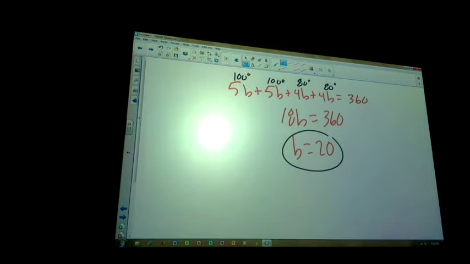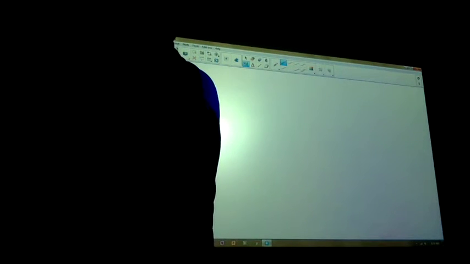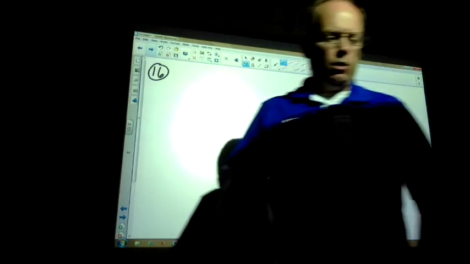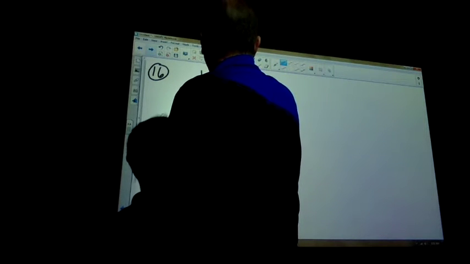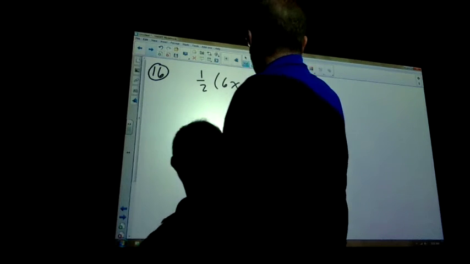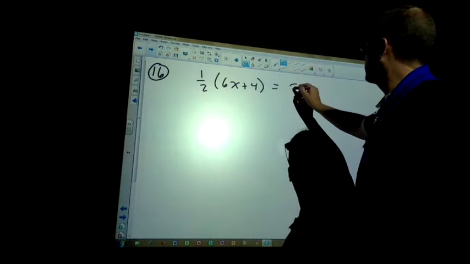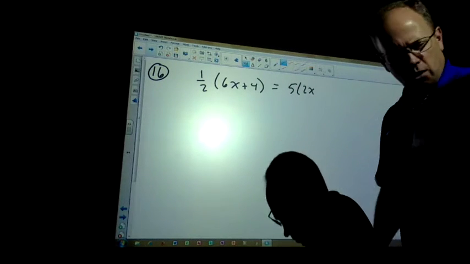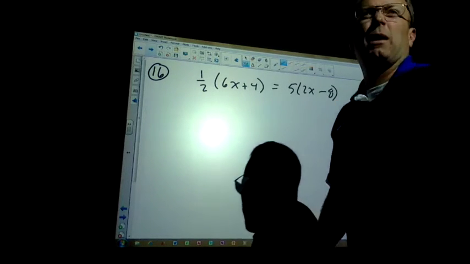15 looks pretty good. Let's go to 16. And again, this is just review. I just wanted you to see some of this. 16, we have 1/2 (6x plus 4) equals, is that right? 5 times (2x minus 8). Okay. So 2 ways I could think about this problem.